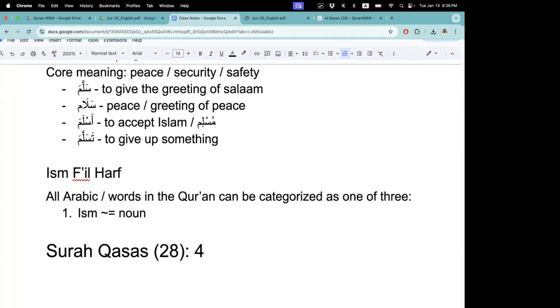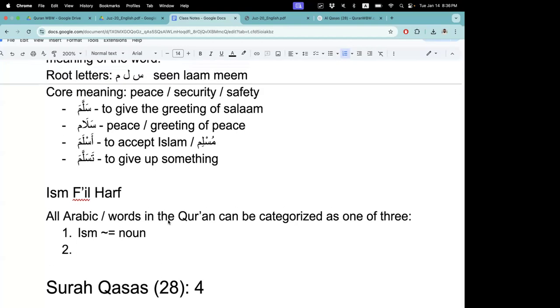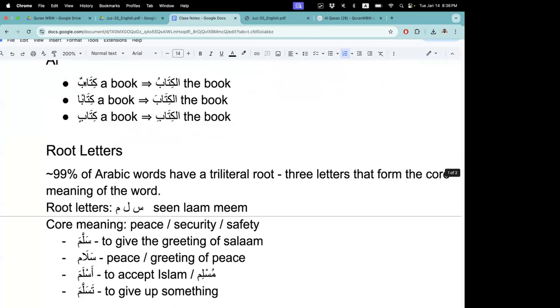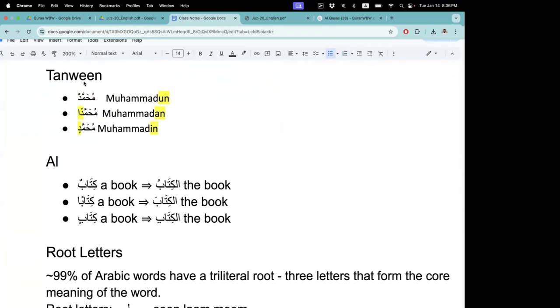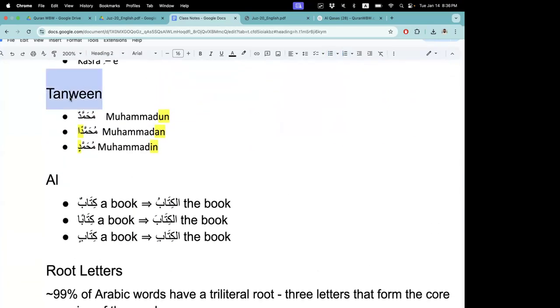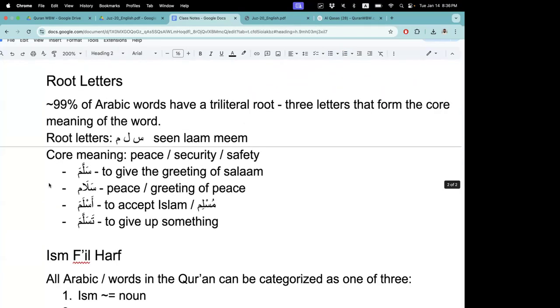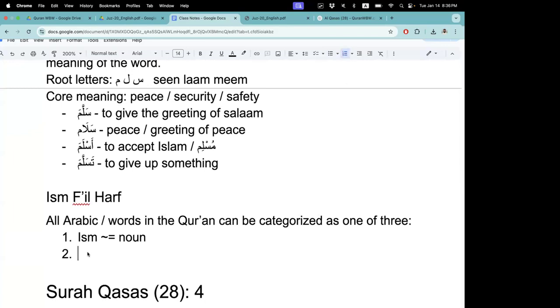It's more than a noun. It includes adjectives. It includes adverbs. But generally, it is describing a person or a thing. That is an ism. And in terms of its Arabic, anytime you have a tanween or an al, that is an ism. I'll repeat this many times. You will remember this by the end of it.